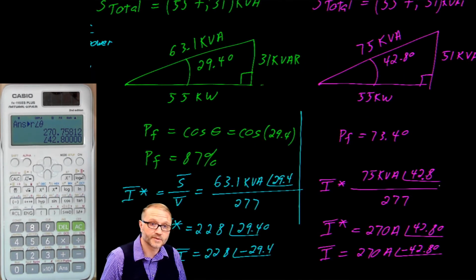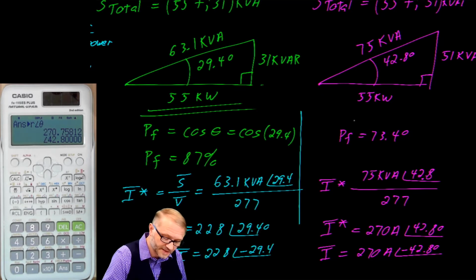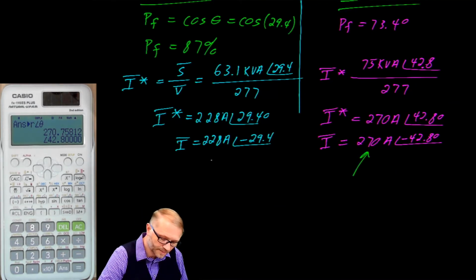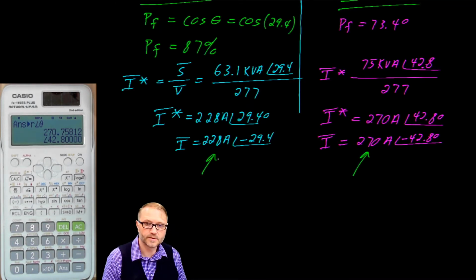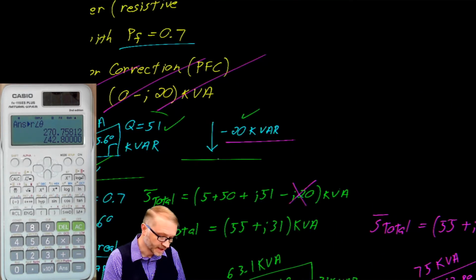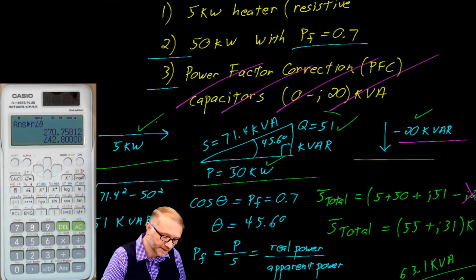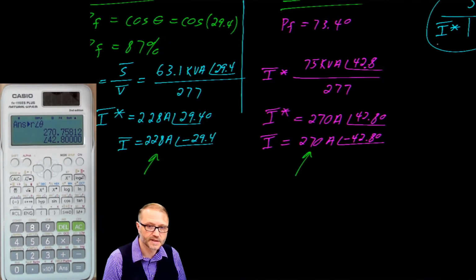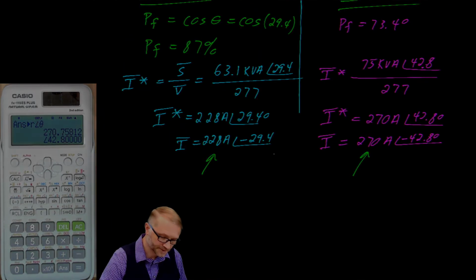So something to notice, the real power is the same in both circuits. In both systems, it's 55 kilowatts. However, the current without the capacitor is 42 amps higher. And that's an unexpected result. If we remove a component, right, we removed the power factor correction capacitors, and our current increased by 42 amps.